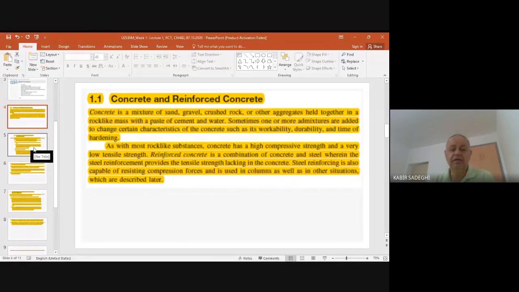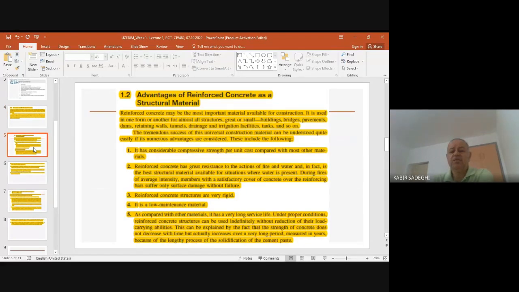Now let's see the next slide. Now we should compare reinforced concrete structures and steel structures. What is the advantage of reinforced concrete structures? First, you saw that it's cheap.